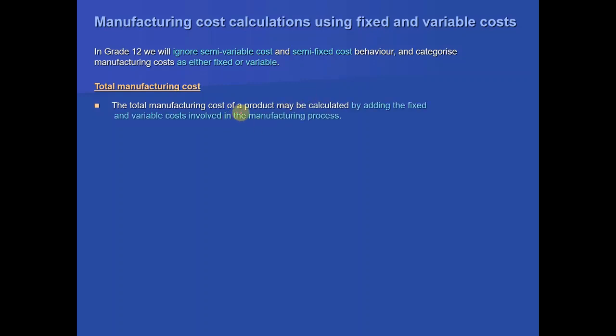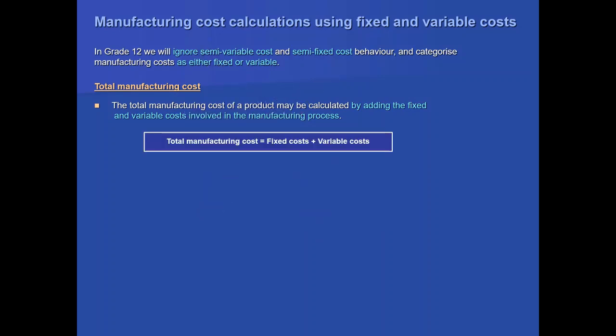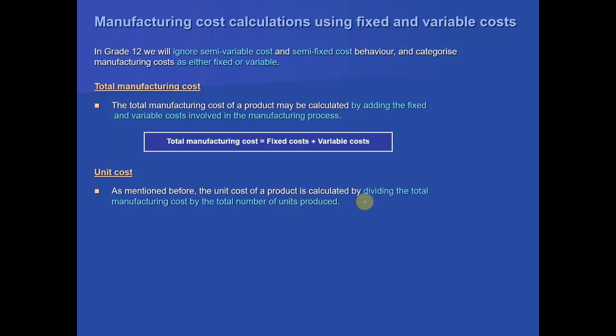So the total manufacturing cost of a product may be calculated by adding the fixed and variable costs involved in the manufacturing process. In equation form, therefore, total manufacturing cost is equal to the fixed costs plus the variable costs. The unit cost, as mentioned previously, is calculated by dividing the total manufacturing cost by the total number of units produced to get the cost for one unit.